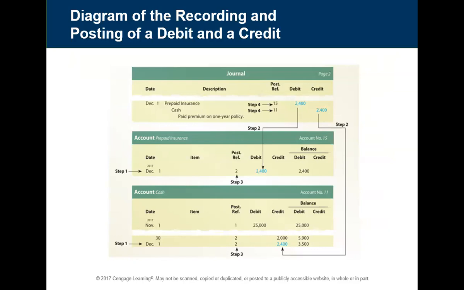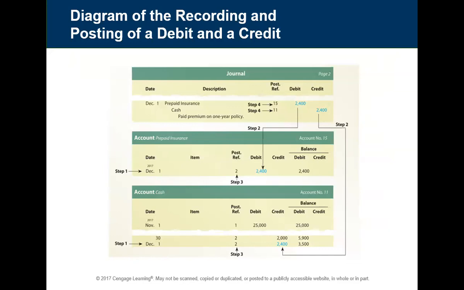Post reference is still journal page 2. We credited cash $2,400, which we know a credit to cash is decreasing cash. So cash went from a running balance of $5,900 minus $2,400. So cash now has a balance of $3,500.